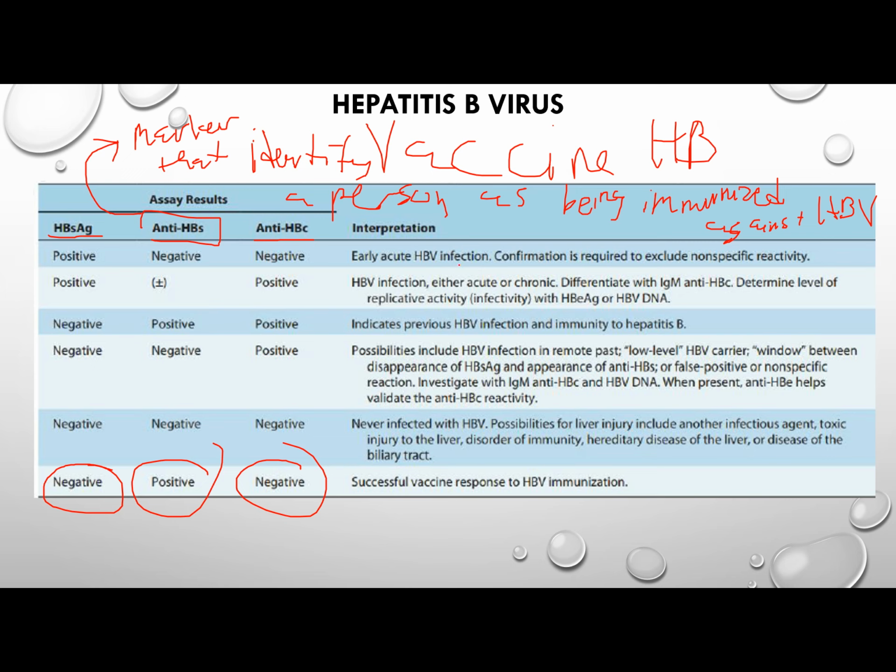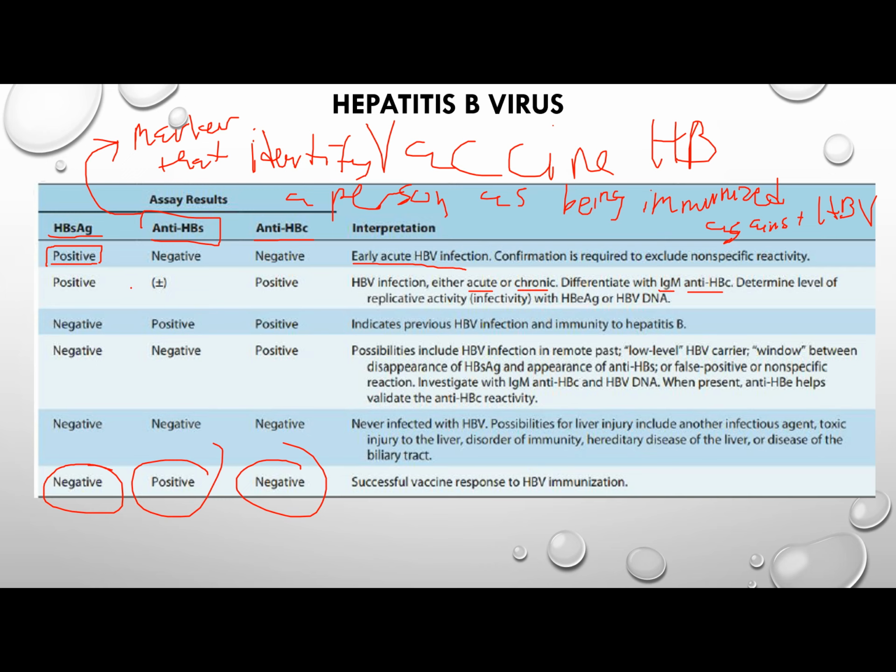anti-HBs. Then if you have an early acute HBV infection, what you would be positive to is HBsAg only. In early acute hepatitis B virus infection, only your surface antigen is positive. Then if you have an infection that is either acute or chronic, differentiate with IgM anti-HBC, and determine the level of replicative activity with HBeAg or HBV DNA.